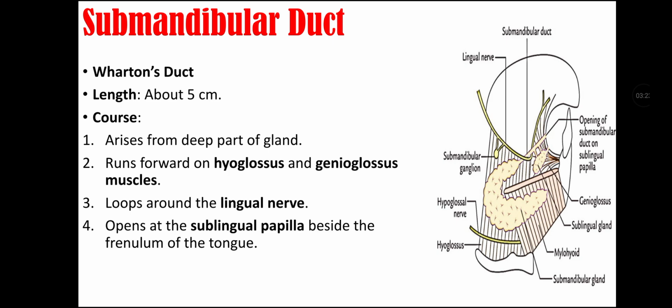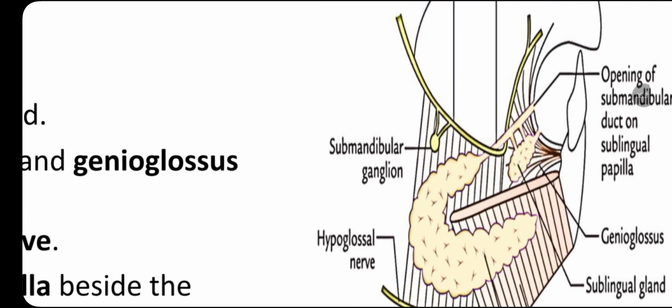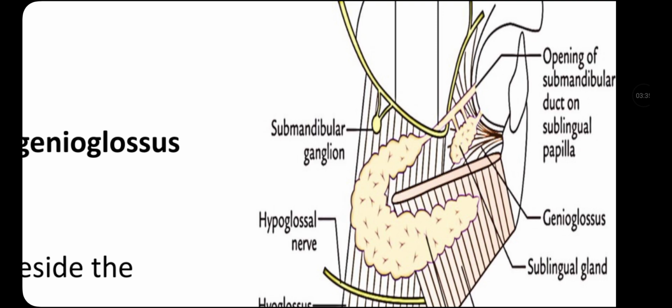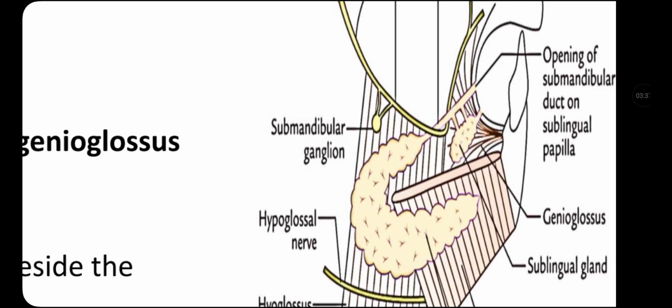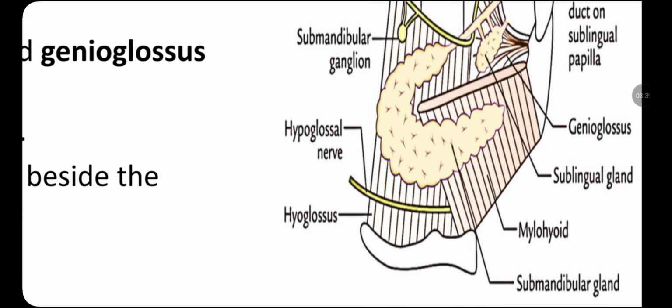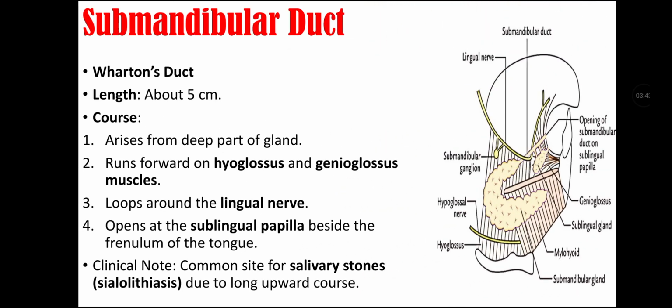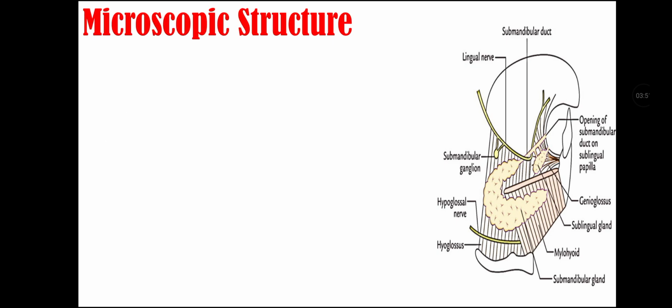So as you can see, this duct opens at the sublingual papilla beside the frenulum of the tongue. So this is the duct. You can see this is the opening of the submandibular duct on the sublingual papilla, and it starts from the deep part of the submandibular gland. And this gland is a common site for salivary stones, that is sialolithiasis, due to the long upward course of the duct.